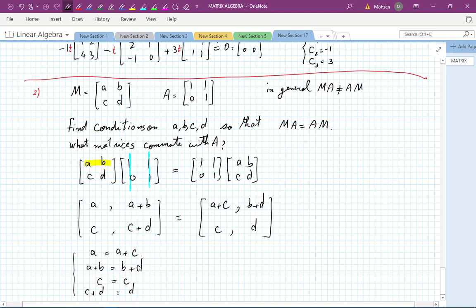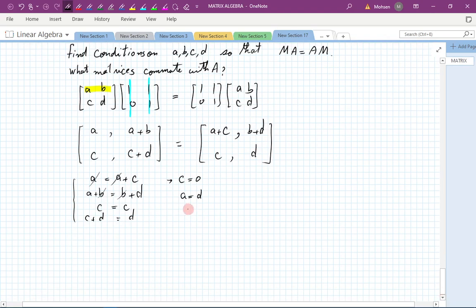Well, from the first equation, what do we conclude? From the first equation, the A's cancel. I get right off the bat that C, this entry, has to be 0 for us to get started. Second one, the B's cancel, so A has to be equal to D. C equal to C? Well, C is always equal to C. That does not give me anything, so that's always true. These cancel, and again I get C equal to 0. So the upshot of all of this is that C has to be 0 and A has to be equal to D. So in the matrix M that we started with, this location has to be 0.